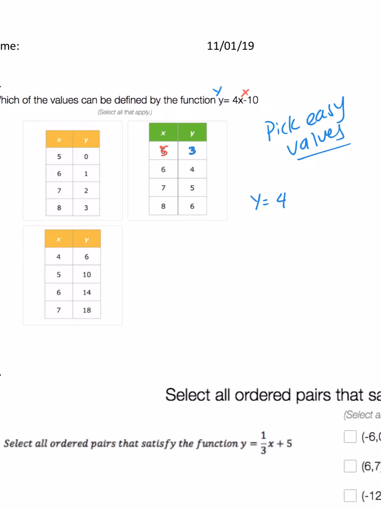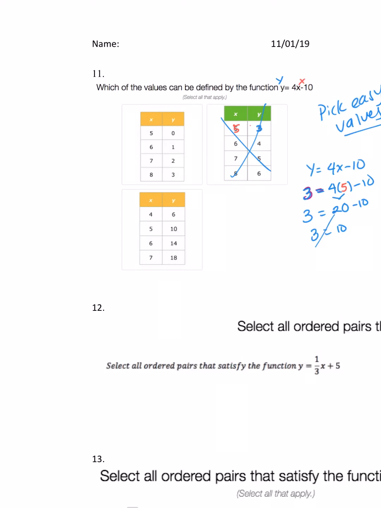So here we go. Y equals 4x minus 10. Y is 3, so 3 equals 4 times x minus 10. What is x? 5. I don't know why I used purple, guys. I'm sorry. Alright, so let's see if it's true. 3 equals, what's 4 times 5? Well, that's 20 minus 10. 3 equals 10. That's not true. This is not it. Okay, next one.